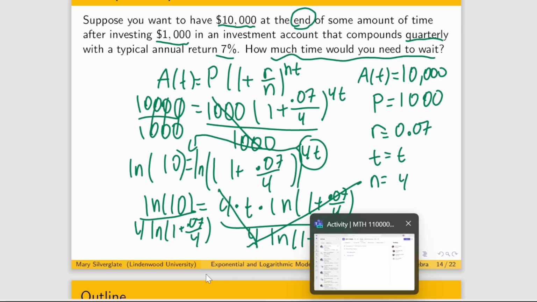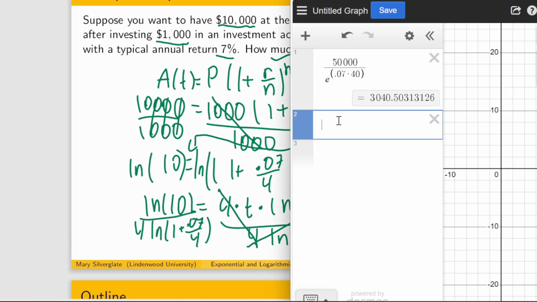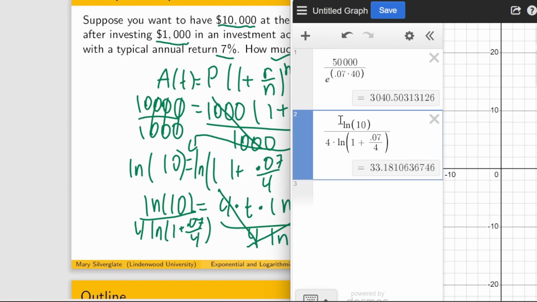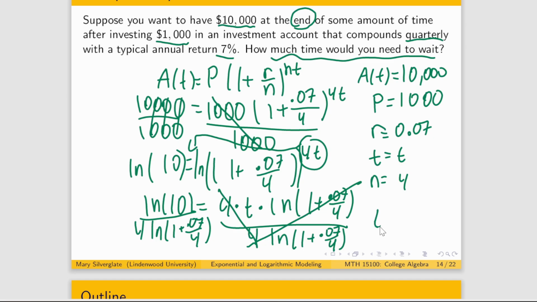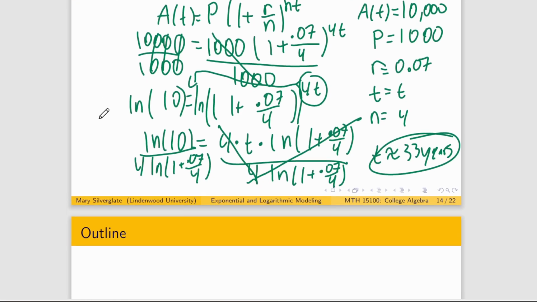I'm left with t, and at this point, this is where you would want to break out a calculator and enter this in very carefully. So we have the natural log of 10 divided by 4 times the natural log of 1 plus 0.07 divided by 4 in parentheses, and it looks like we'd have to wait about 33 years. That's when our investment would grow by 10 times the amount. It's cool that it can grow without you having to do any physical labor. You just let it sit there and let the beauty of compound interest do its thing.